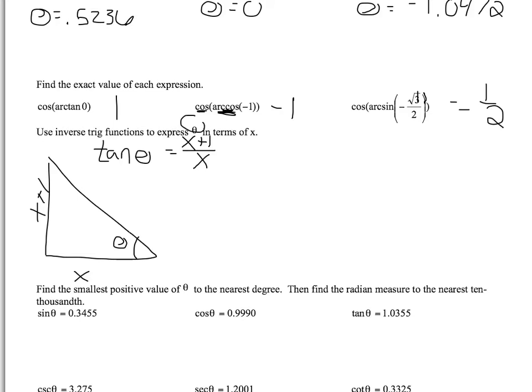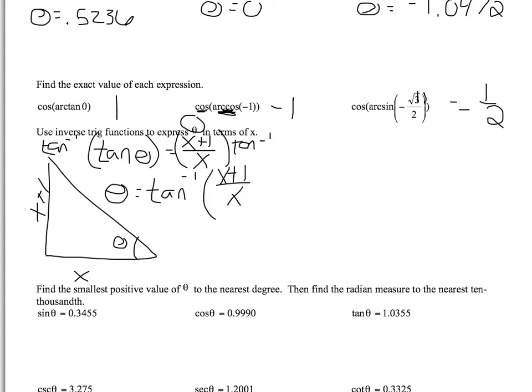Now the problem does say express theta in terms of x. That means you need to get theta by itself. The way you do that is to do inverse tan of both sides. You'll get theta equals inverse tan of x plus 1 over x. Another way we could write it is arc tan of x plus 1 over x. Either of the last two answers are correct.